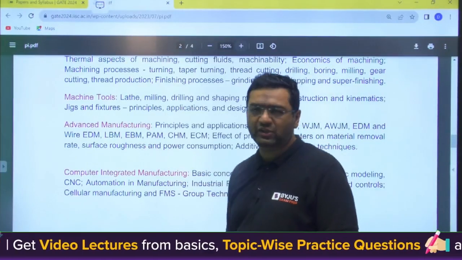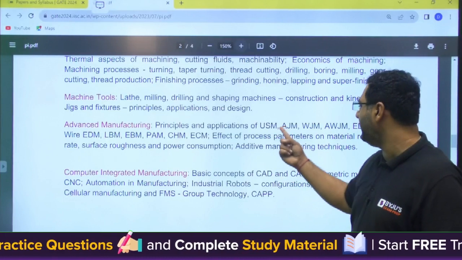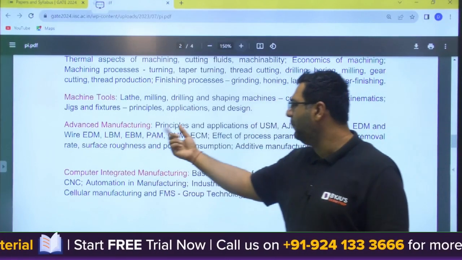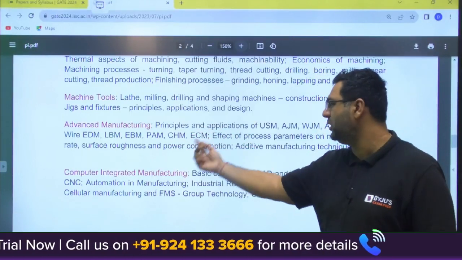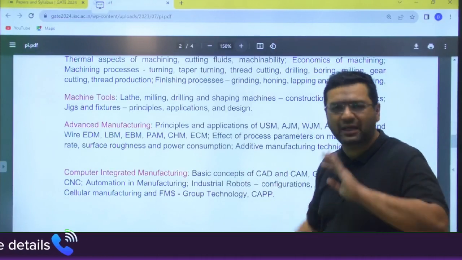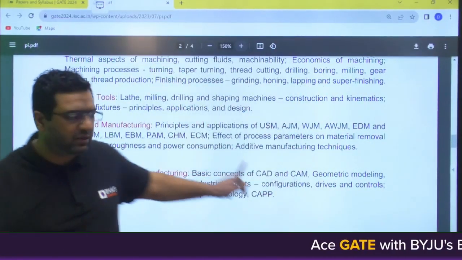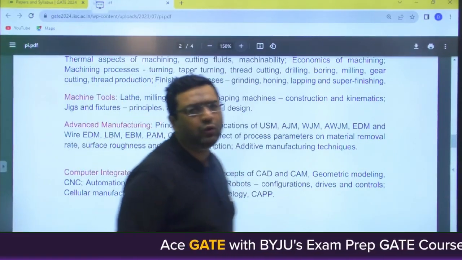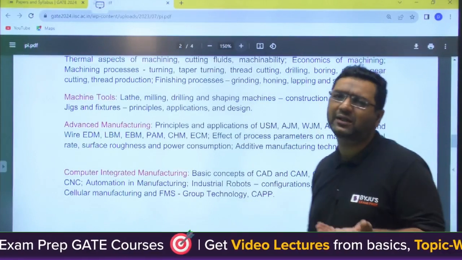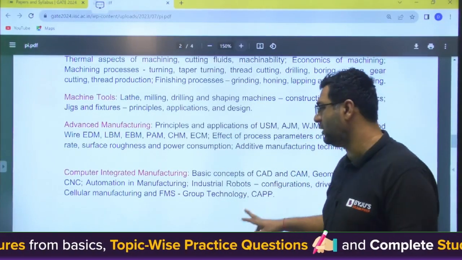Then advanced manufacturing, what is that? Principle and application of USM, you study non-conventional machining methods: AJM, WJM, AWJM, EDM, wire EDM, LBM, EBM, PAM, CHM. CHM is chemical machining, ECM, effect of process parameters. So these are all the same as the non-traditional machining methods. We teach you each and everything out of that. Although the level of questions is not much in mechanical for this topic, they are very easy numericals in mechanical, but for P&I, good level theory questions are also coming.